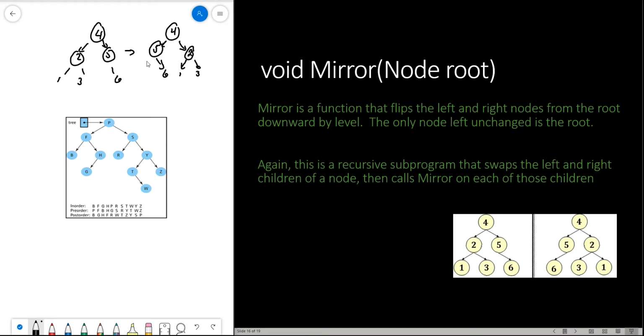Well, mirror says, okay, my left is going to become my right, and my right is going to become my left. So that means we have 4, which goes to 5, which now goes to 6 on the left, and nothing on the right. And then we do the same thing for the right child. We say, hey, 2, you mirror your children. 2 says, okay, so now my 3 is on my left, and my 1 is on the right. And that's all it is.